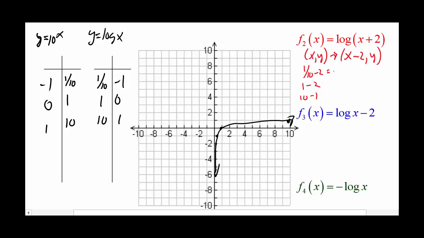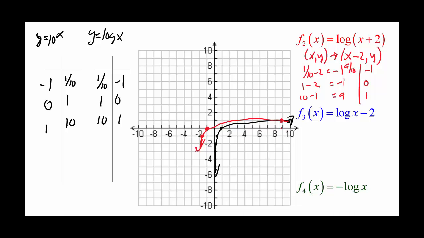Let's see, 1/10 minus 2 is negative 1 and 9/10. That would be negative 1, and that would be 9. And then the y values stay the same. Alright, so almost to negative 2, negative 1. And then I want negative 1, 0, and then I want 9, 1. Okay, so that's what this graph sort of looks like. Scoot it over.